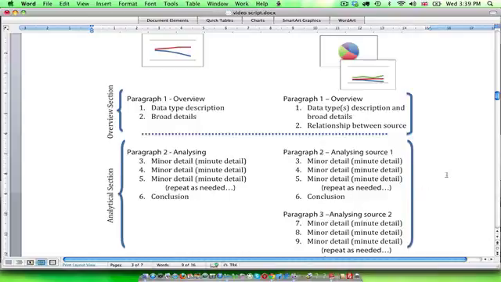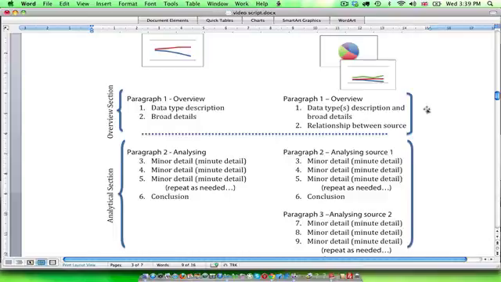If we're given 2 data sources, we start the writing with an overview paragraph. Just like in the single data source structure, your first sentence is going to state what types of data sources you have been given.